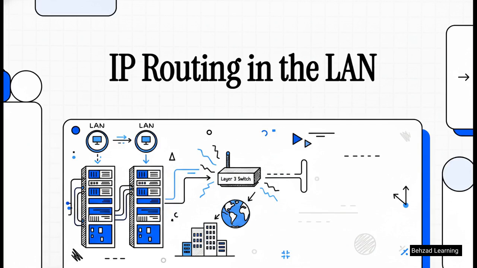You see, out there in the real world, networks don't just magically work because you plugged in some cables. No way. You absolutely need IP routing to connect those isolated local area networks. So let's skip the fluff and dive right into the deep end.